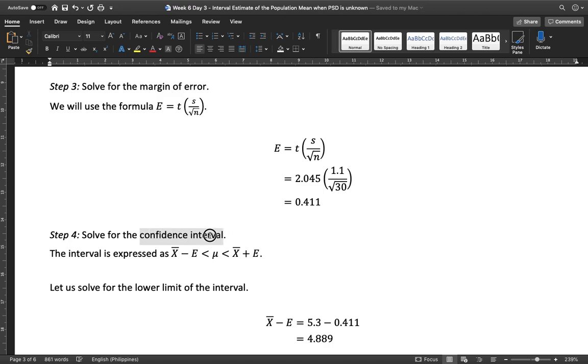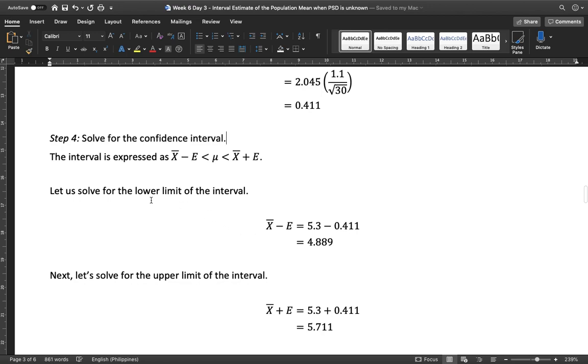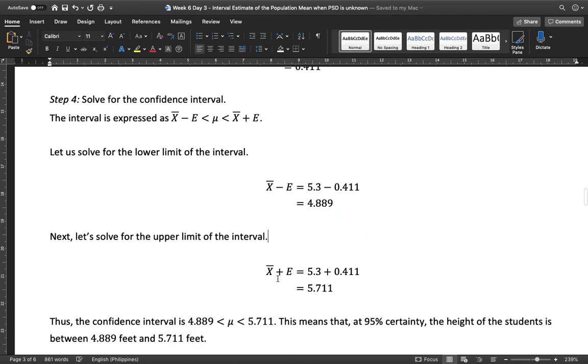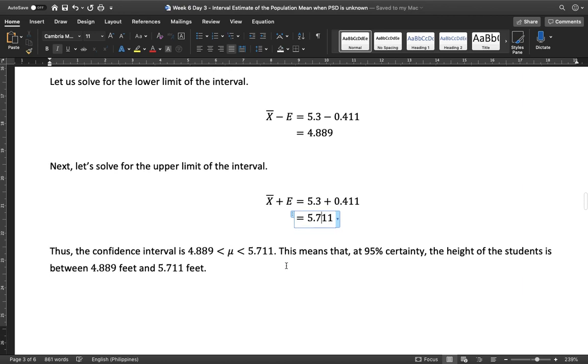So, we solve for the confidence interval or the interval estimate. Remember, confidence interval, estimate, pareho lang po 'yan, okay? So, we solve for the lower limit. Ang lower limit natin ay sample mean minus the margin of error, 5.3 minus 0.411, that is 4.889. Upper limit natin, add naman natin, 5.3 plus 0.411, that's 5.711. So, the confidence interval is in between 4.889 and 5.711.